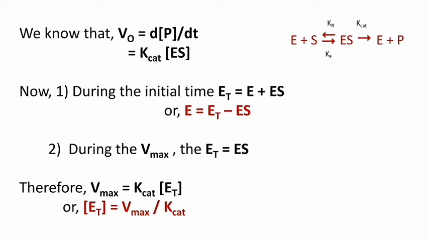Now during the final stage or the Vmax stage, Et equals ES, as all of the enzyme gets converted to the enzyme substrate complex and there is no presence of free enzyme, as a result of which the total enzyme present during the Vmax stage equals ES. Now from this we can say that Vmax equals Kcat into Et, or Et equals Vmax by Kcat.